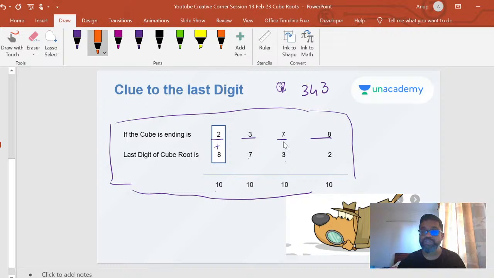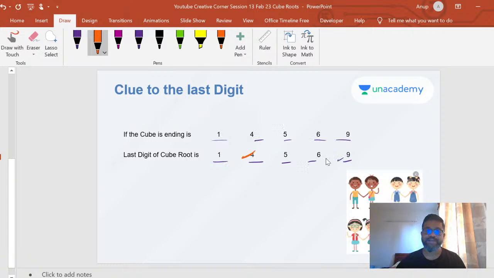So if it is ending in 2, 3, 7, 8, you will know that if it's ending in 2, the last digit of the cube root is 8. So 3 and 7, because they all add up to 10. See, they all add up to 10, right? And if the cube is ending in 1, 4, 5, 6, 9, remember the twins, they are all the same. That's it. They are always the same.